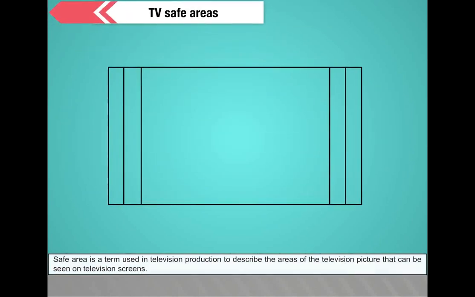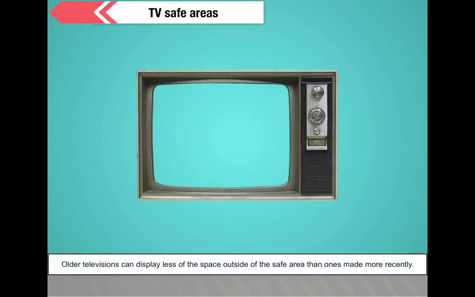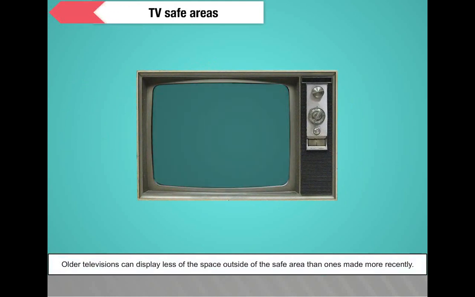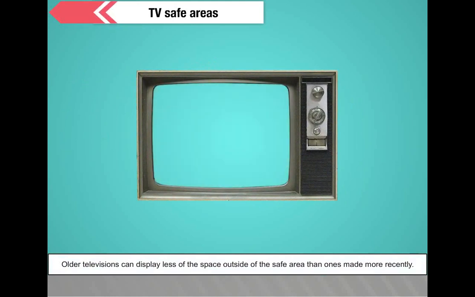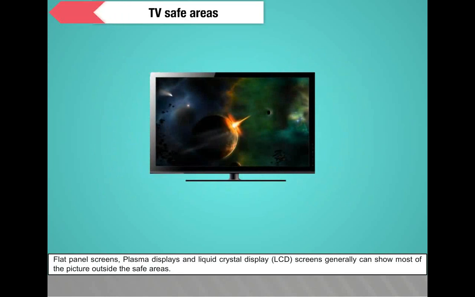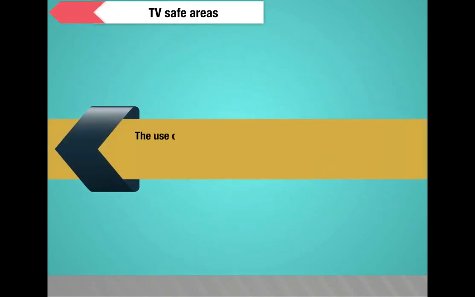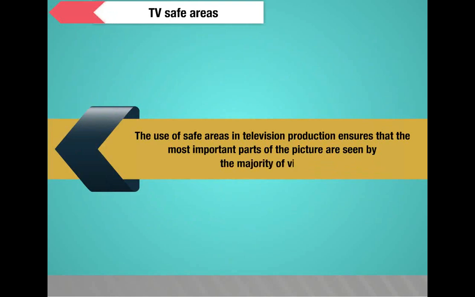TV safe areas. Safe area is a term used in television production to describe the areas of the television picture that can be seen on television screens. Older televisions can display less of the space outside of the safe area than ones made more recently. Flat panel screens, plasma displays, and liquid crystal displays, that is LCD screens, generally can show most of the picture outside the safe areas. The use of safe areas in television production ensures that the most important parts of the picture are seen by the majority of viewers.